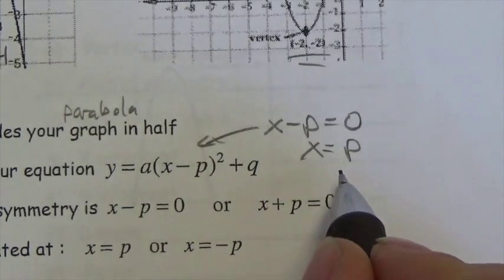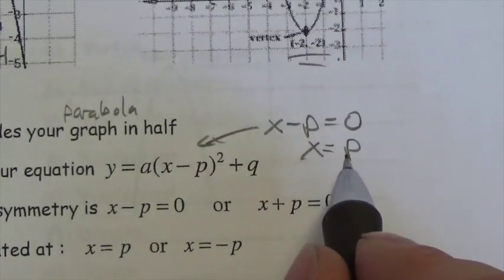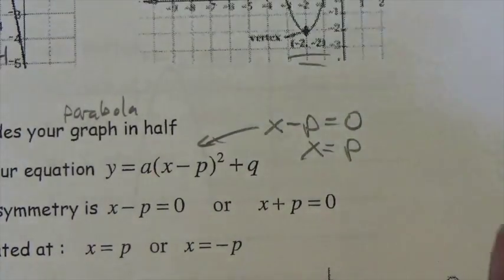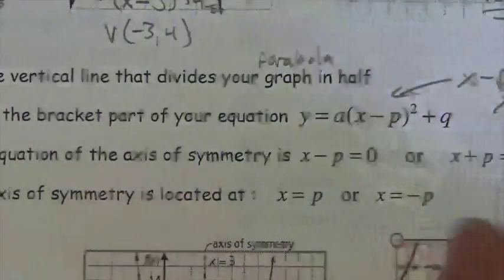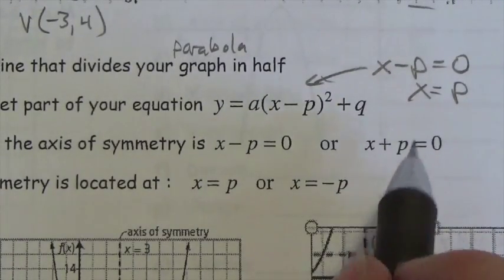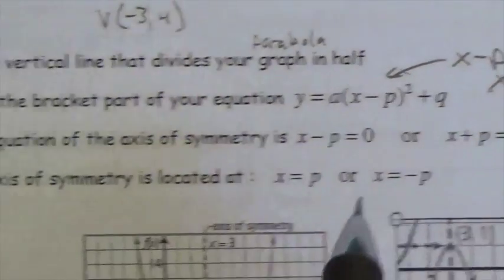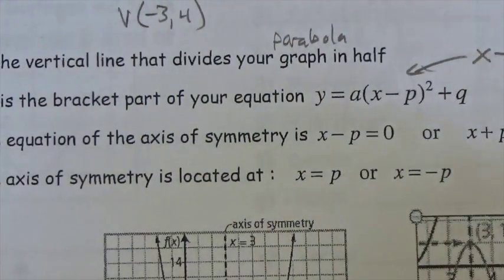And if you think back to Math 10, that's the equation of a vertical line that goes through the x-coordinate p. Okay, and that's what you're getting right here. So the equation of the axis of symmetry is either x minus p equals zero, or x plus p equals zero. I mean, it depends if that number in there is positive or negative when you start off. And then it becomes x equals p or x equals negative p.